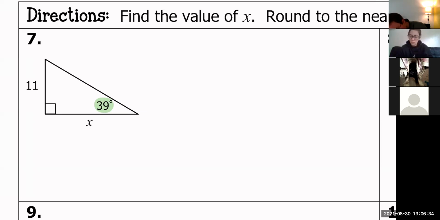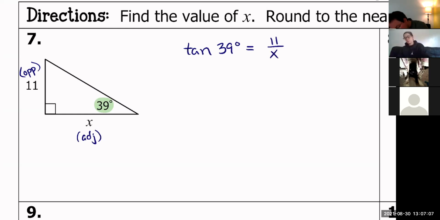Opposite. It's the opposite leg. Okay. What about x? That's on the adjacent leg. Okay. Opposite and adjacent, I should be thinking tangent. So I'm going to set up what I have. So the tangent of the angle, which we actually have this time, tangent of 39 degrees equals the opposite leg 11 over the adjacent leg x.